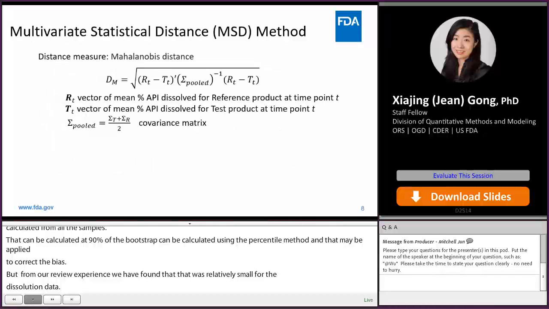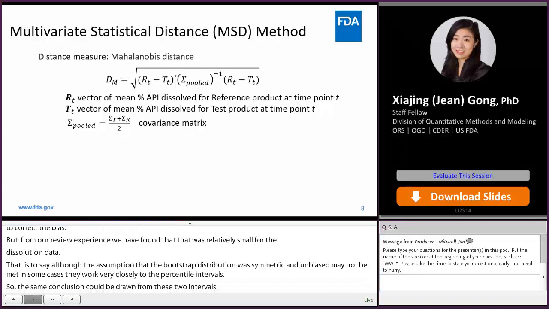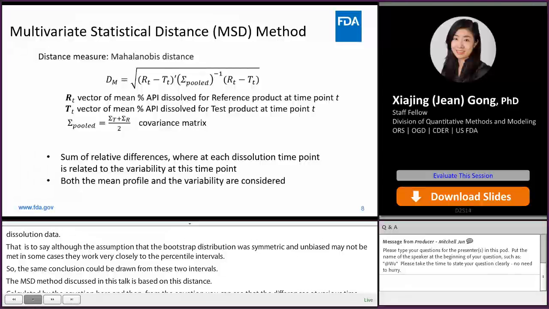The MSD method discussed in this talk is based on Mahalanobis distance, calculated by the equation here. And from the equation, we can see that the differences at various time points are weighted by the covariance matrix, a combination of variance and correlations, so that both the mean dissolution profile and the variability are considered by calculating Mahalanobis distance.